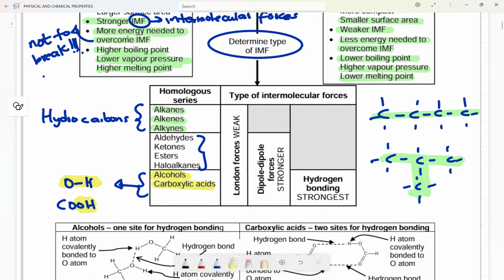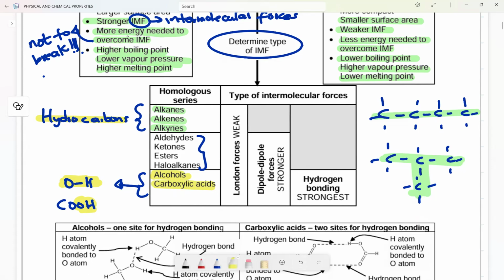I repeat, all hydrocarbons have London forces. Then you jump straight to alcohol and carboxylic acid, and say those have hydrogen bonds. Then the rest will have dipole forces. Remember in grade 11 you learned dipole, induced dipole, ion dipole, and all of that. But here we are going to deal with grade 12.